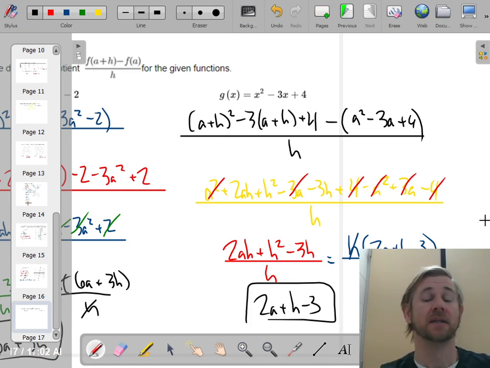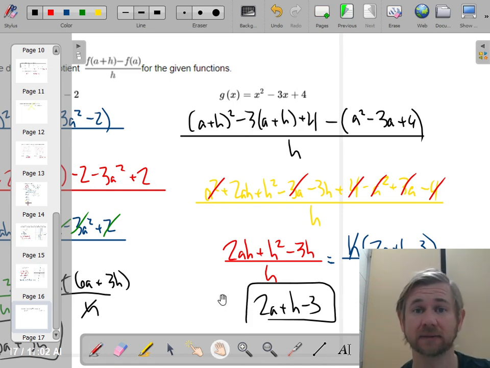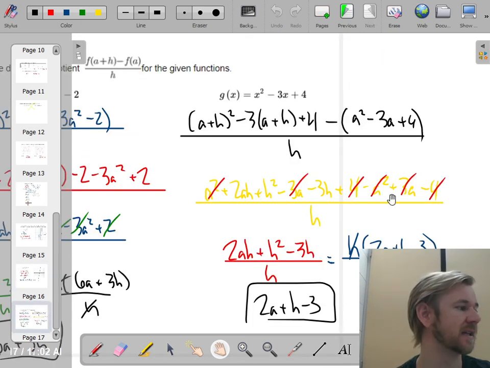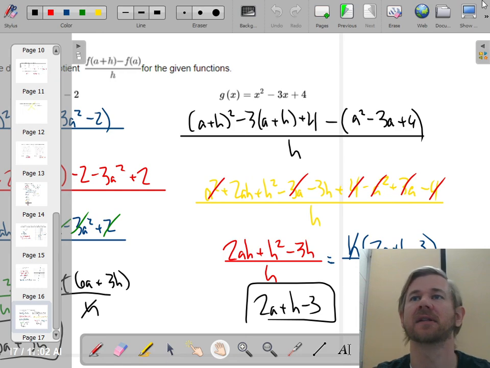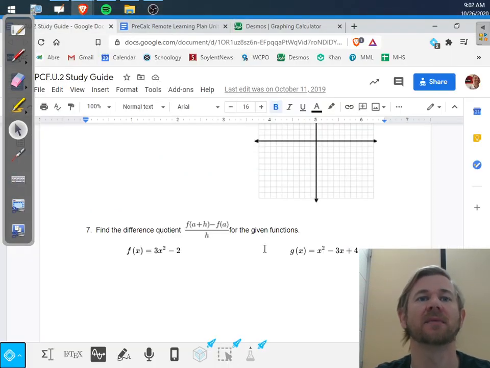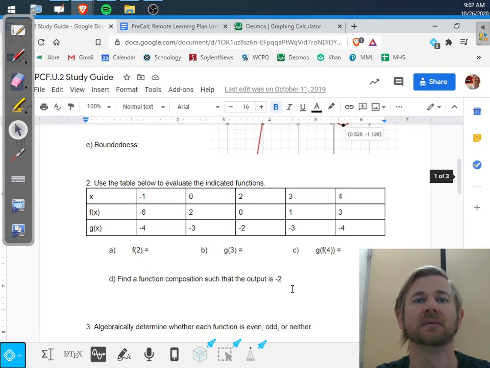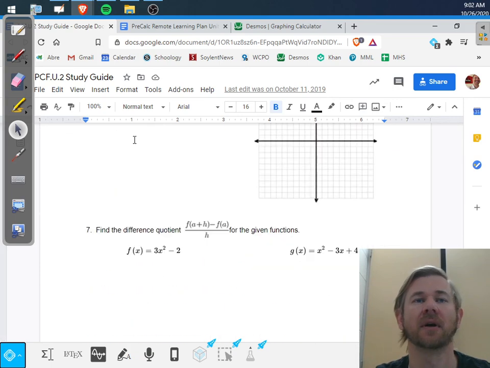Okay, difference quotient done. What else you got? That might be it. I think that's it. Is there something else in there I'm missing? I feel like there might be, but it's not something we're going to cover. Yeah, we're good. All right, cool.